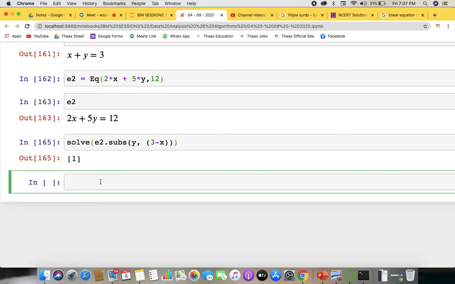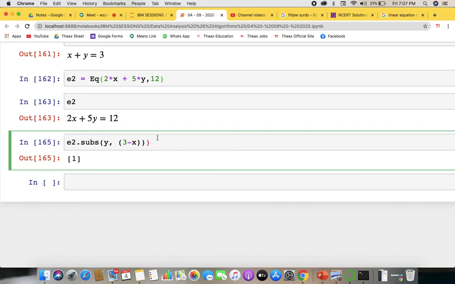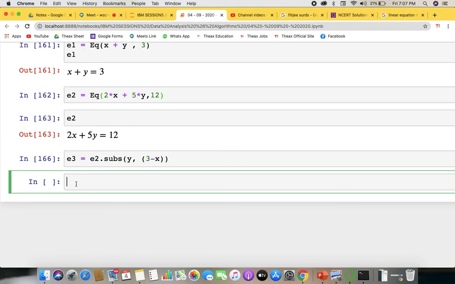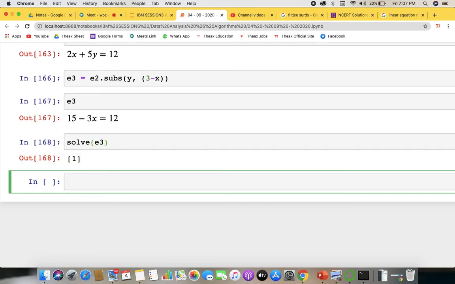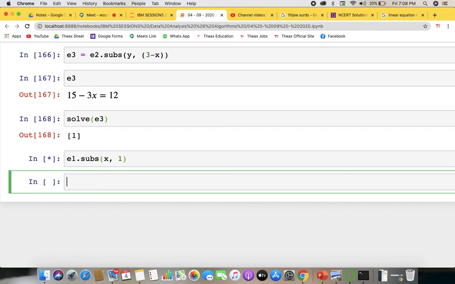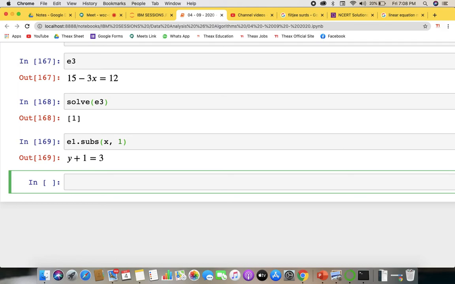Now what is the value of 1? Like what we have got, the 1. If we remove this, we'll see the third equation, which would be 15 minus 3x equals 12. So solving E3 gives me x equals 1. If I substitute the x value as 1 in the first equation, obviously I'm going to get my y value, that is equal to 2.